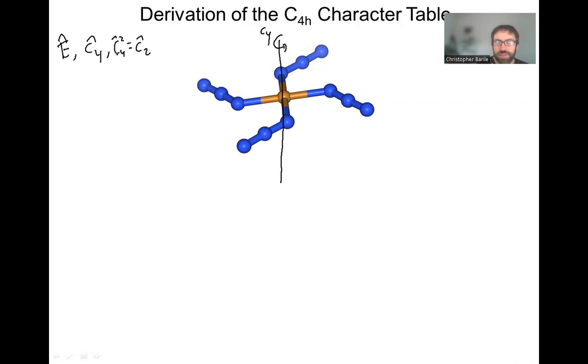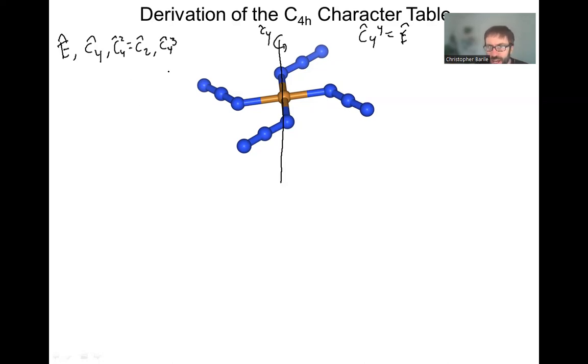I'm using this hat notation, which means that we're talking about operations. When I don't use a hat notation, we're talking about a class instead. And we can also do a C4 three times, which is a 270 degree rotation. Of course, we can do a C4 four times, but if we do that, that is the same thing as doing an identity, which we've already listed here.